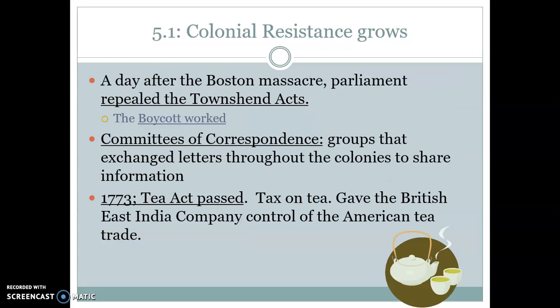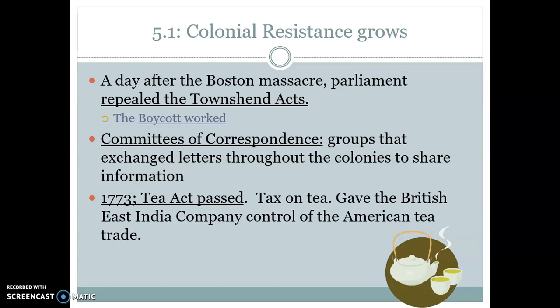So, a day after the Boston Massacre, Parliament repeals the Townshend Acts. And what this shows is that the boycotts worked. That if you hit the British Parliament and the British Crown in the money bags, aka taking their tax revenue, that is going to really make them have to think.